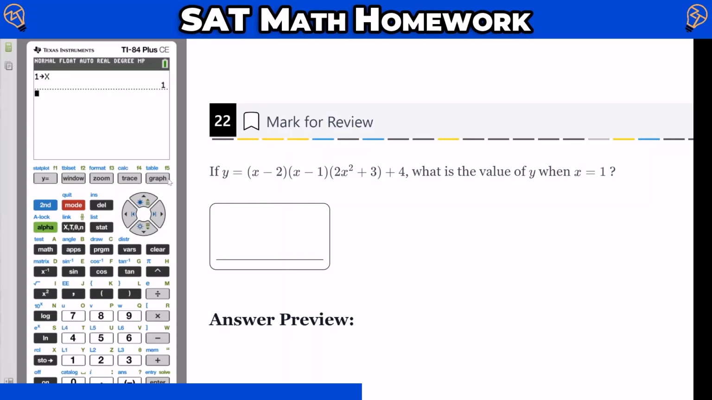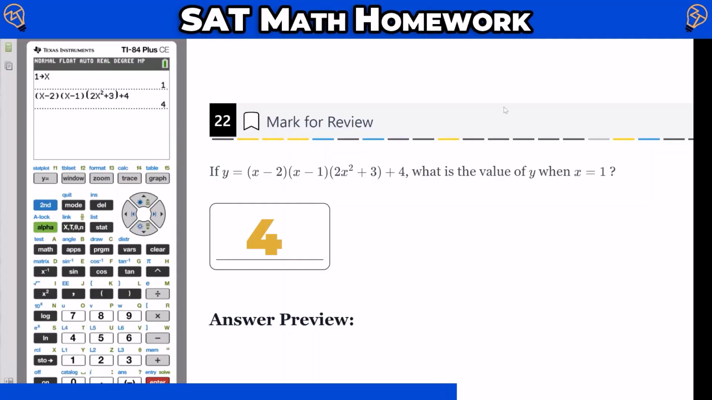So now I'm gonna just type this in the exact way that I see it. So x minus 2, and then x minus 1, and then here 2x squared plus 3, and then the plus 4. And notice it plugged in 1, and I got my answer as 4.